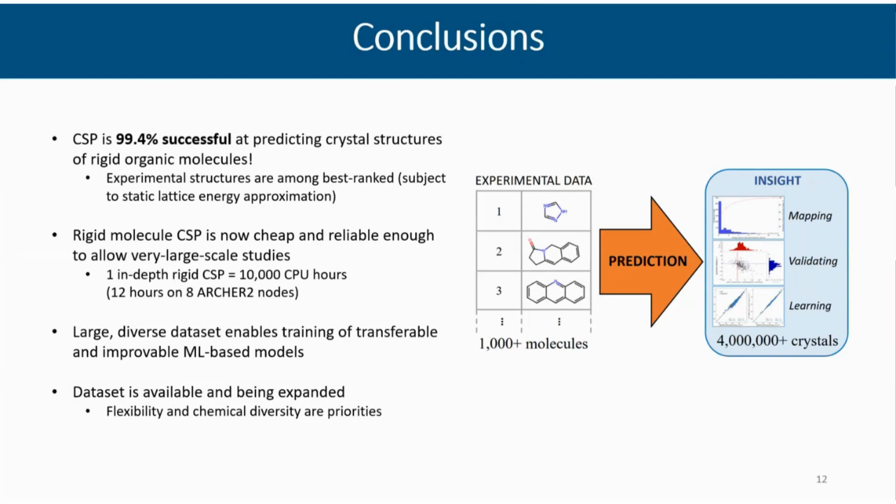In almost all cases, the experimental structures are among the best ranked and are the global minimum within the static lattice energy approximation. The important thing really for us was that this demonstrated that rigid CSP is reliable enough that we can do very large-scale studies to generate a lot of physically plausible data that we can use to train these improved machine learning potentials and models. The dataset is available. It was released as part of the paper, and as I described, it's being expanded.